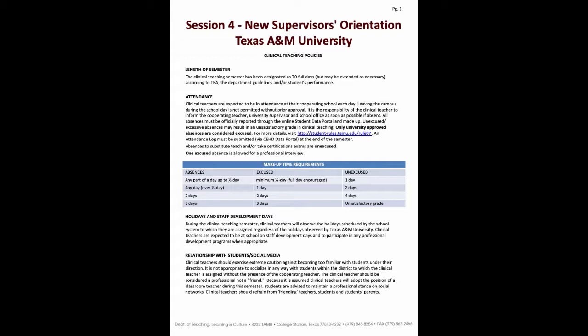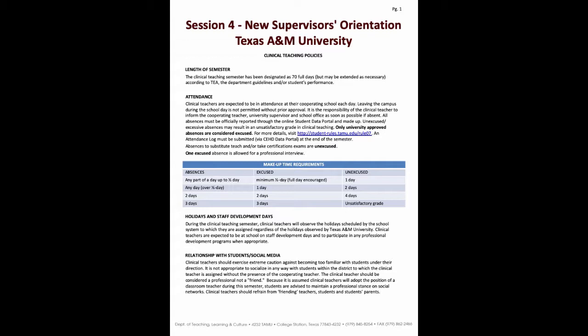Stress that leaving the school campus during the school day is not permitted without prior approval. Tell the clinical teachers that if they are to be absent, there are 3 notifications to make. The clinical teacher, the university supervisor, that's you, and the school office. Do this as soon as possible. Inform them that all absences must be officially reported through the online student data portal and be made up. Unexcused excessive absences may result in an unsatisfactory grade in clinical teaching. Absences to substitute teach or take certification exams are unexcused.